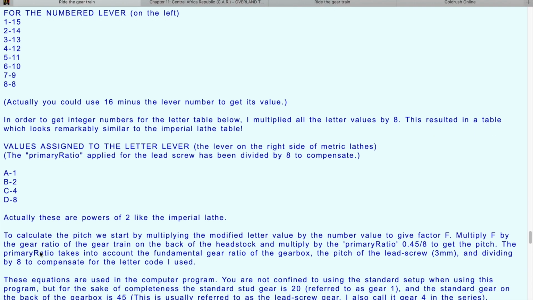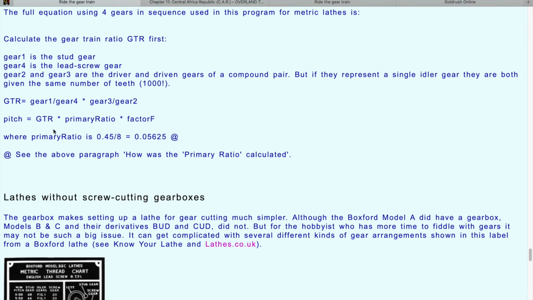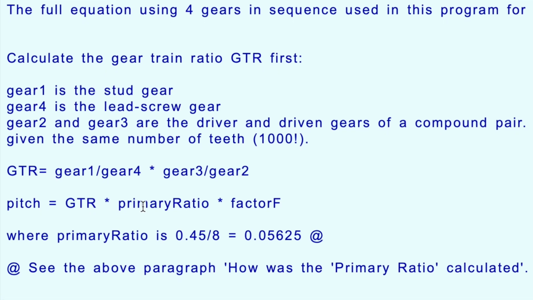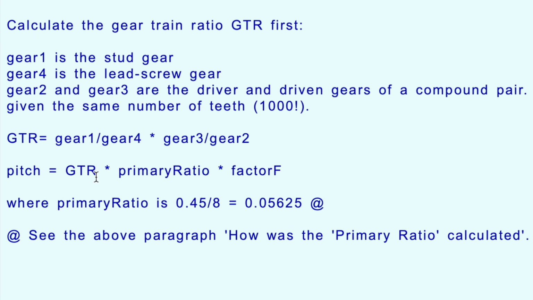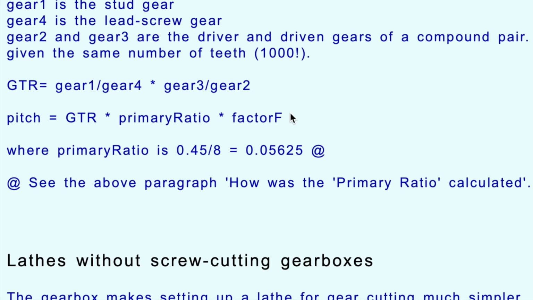You multiply them together to get the F value, and I'll just zoom down here and look at the equation that we finally use. You calculate the gear train ratio same as before, gear 1 over gear 4 times gear 3 over gear 2, and we multiply that by the primary ratio, which you calculate in the same way, and multiply by F, and that gives the pitch. And that's all there is to it. What you'll notice is different is that in this case you multiply by the gear train ratio, whereas on the imperial version you divide by the gear train ratio.